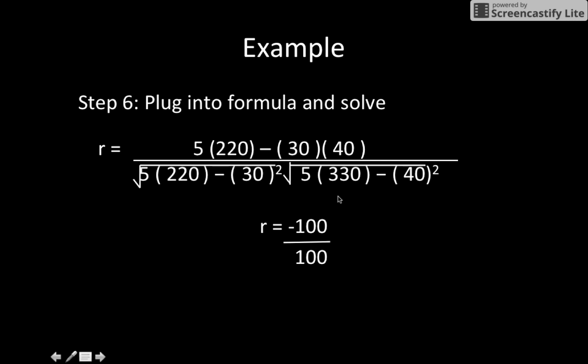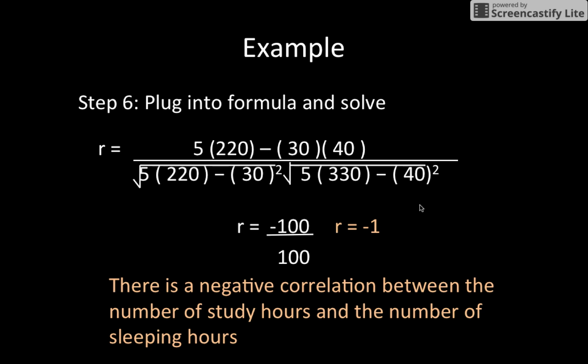So 5 times 220 minus 30 times 40 gives you a negative 100. And your bottom comes out to a positive 100, which equals a negative 1. So looking at that, we could say that there is a negative correlation between the number of study hours and the number of sleeping hours.